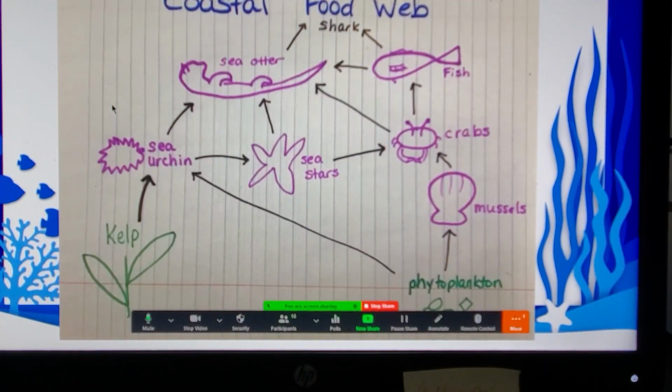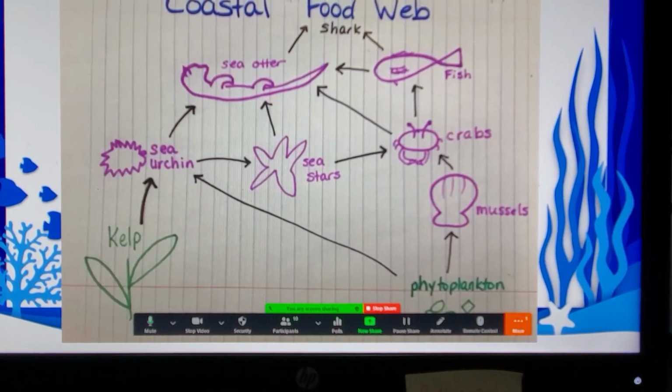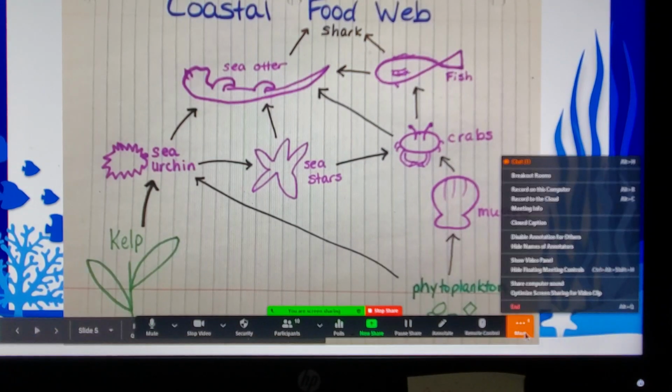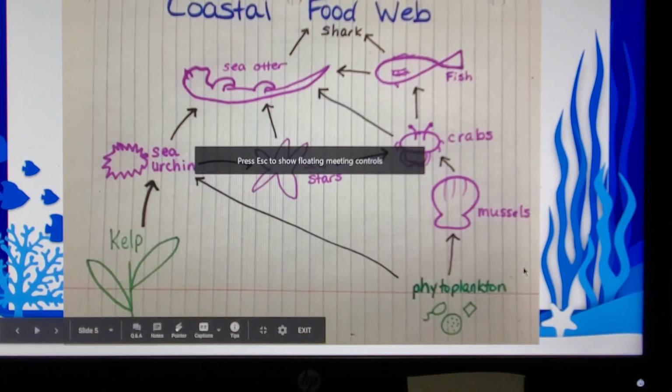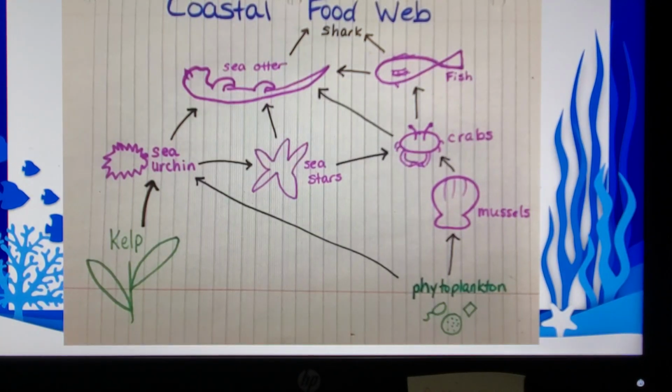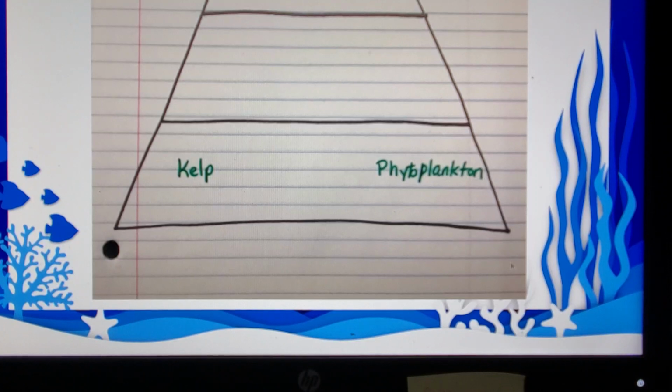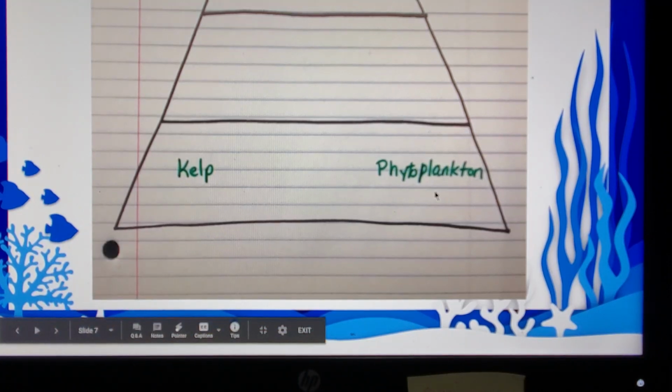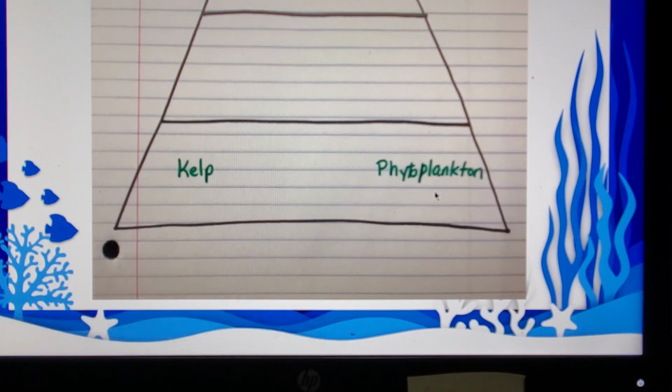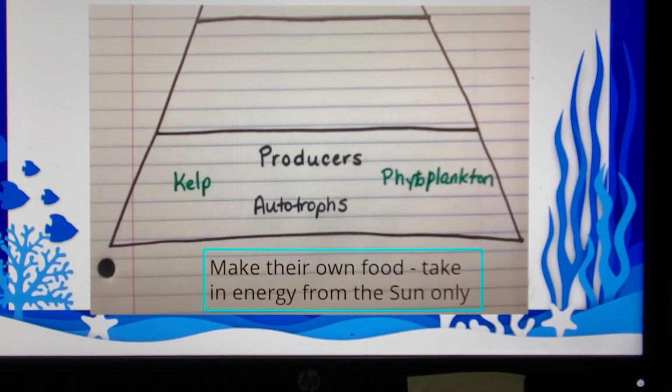Okay, and then this is where I was starting with the coastal food web that we had been using, and use that as an example of how you can take this and put it into an energy pyramid. So we established that these two were the producers. They're the only plants. So we're going to put them here at the bottom. Again, this is the foundation. This is what holds everything else up, are the plants. And we know that plants are producers. They're autotrophs. They make their own food.